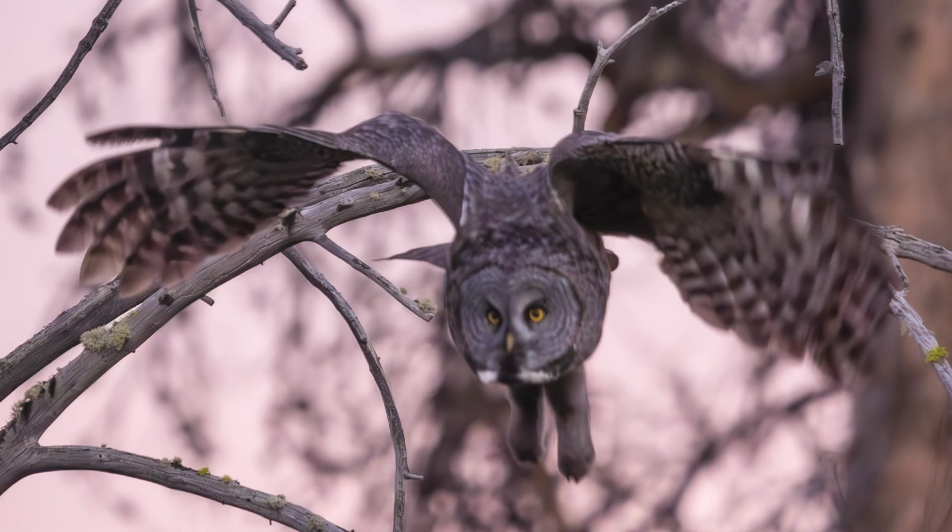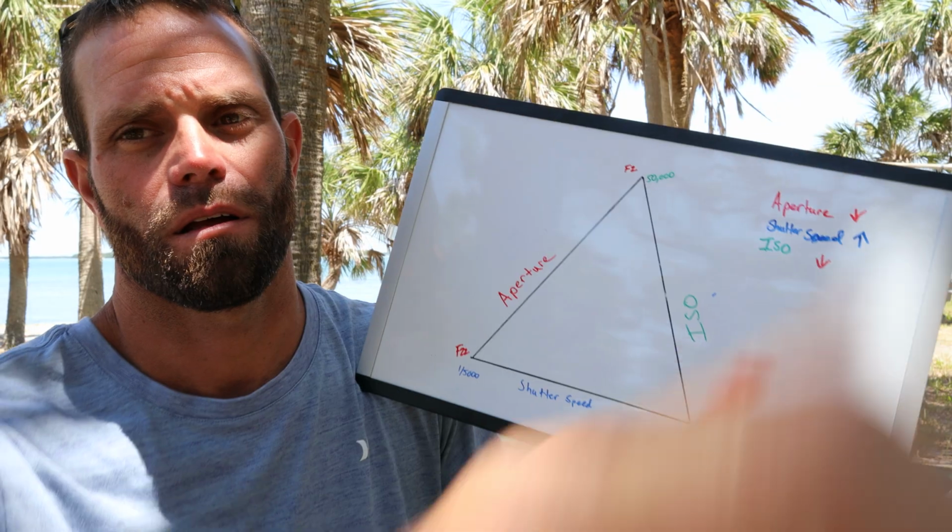Here's a perfect example of a photo that has too low of shutter speed. This great gray owl was sitting on a branch. I was taking photos of them while he was sitting still. He decided to fly off the branch. I had my shutter speed way too low, and I missed the most important photo that I should have got.